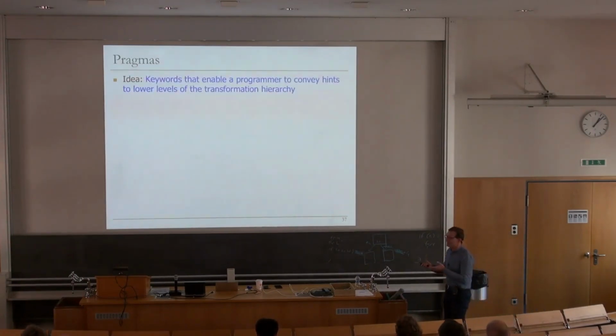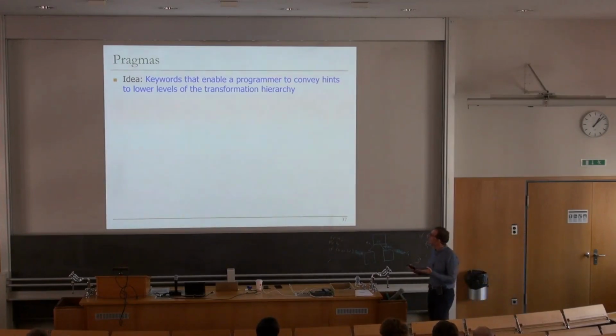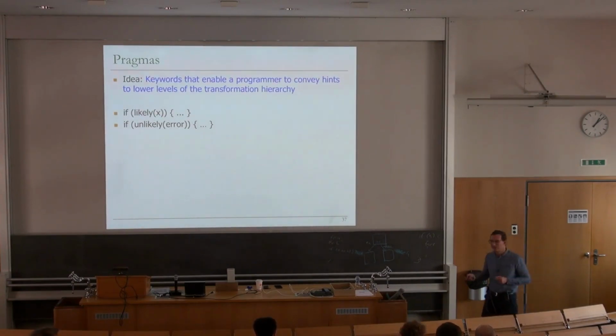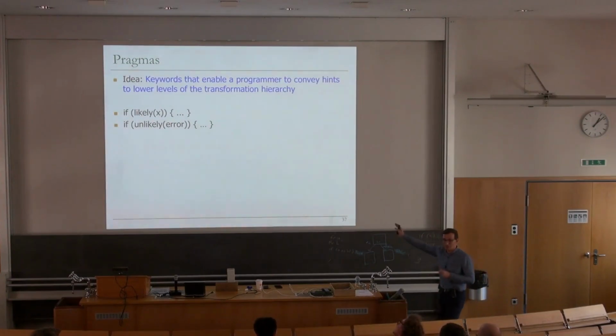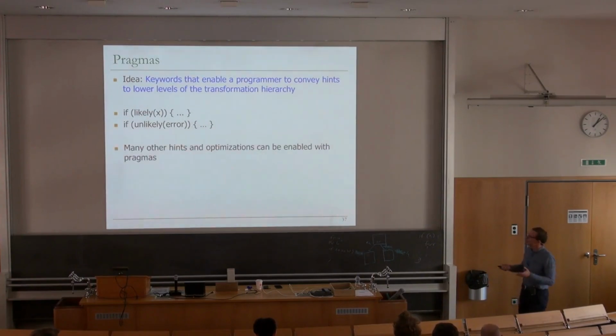Okay, so what are the pragmas? This is an important concept. These are keywords that enable a programmer to convey hints, information to lower levels of the transformation hierarchy. These are hints. They don't necessarily need to be obeyed, but they can help performance if they're obeyed. So it's an example from C. If likely X, then execute this code. Here the programmer is indicating that this X is likely to be true. Here the programmer is indicating that error is unlikely to be true. And now the compiler can easily, if it trusts the programmer, set the bit accordingly, right? Very simple. And many other hints and optimizations can be enabled with pragmas, certainly.